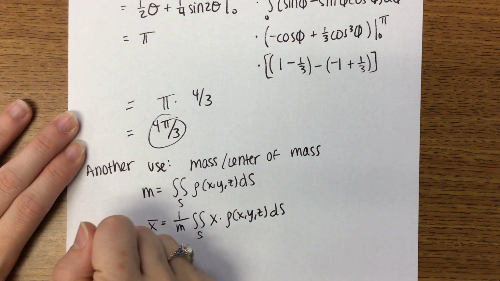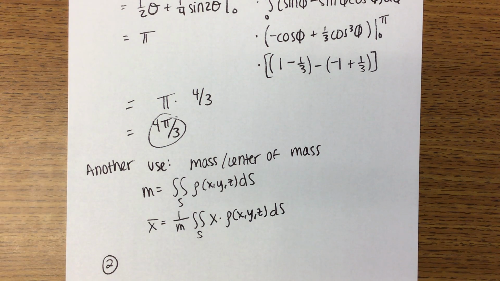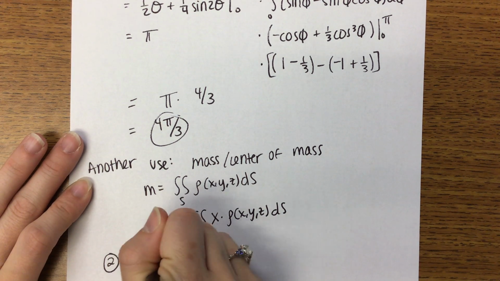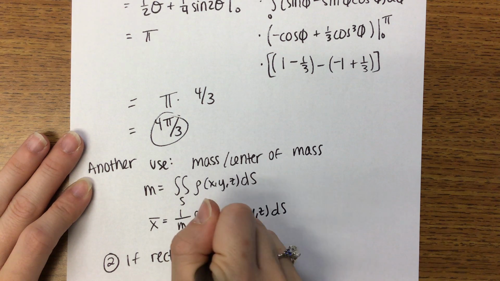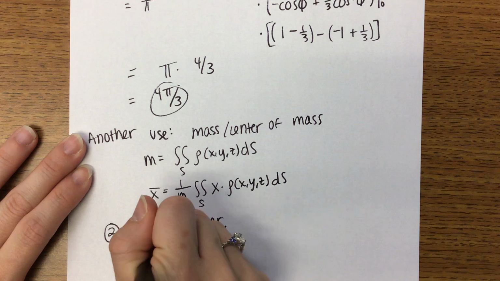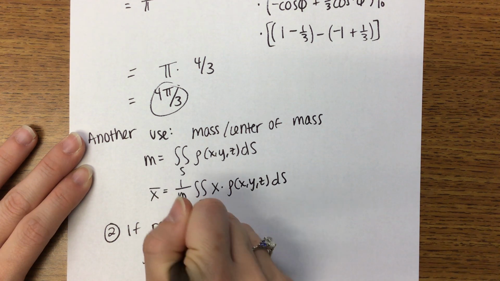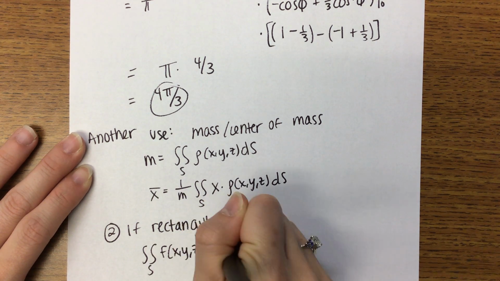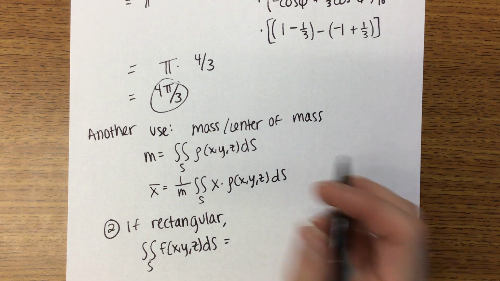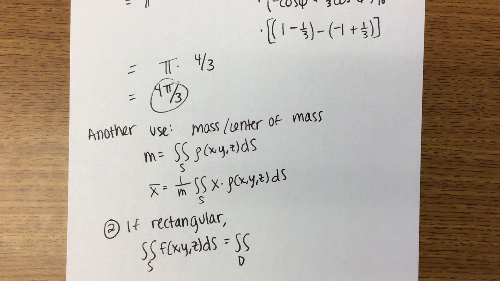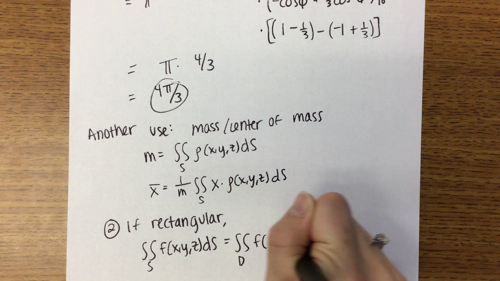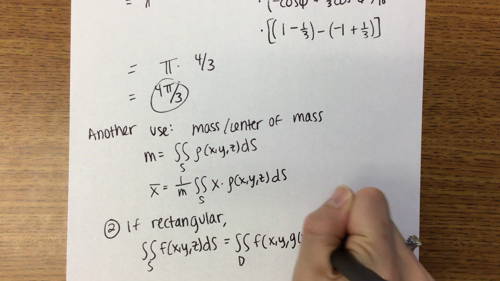So I told you there's a few different ways to evaluate. The first way is the way we just talked about, if you have a parameterized surface. If you have a rectangular surface though, here's what you would do. Your setup is still going to look the same. It's going to be the surface integral f of xyz ds. That'll become the double integral over the region D of f of x, y, and g of xy.